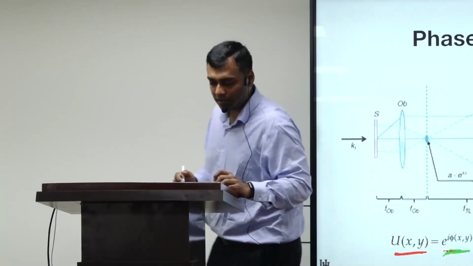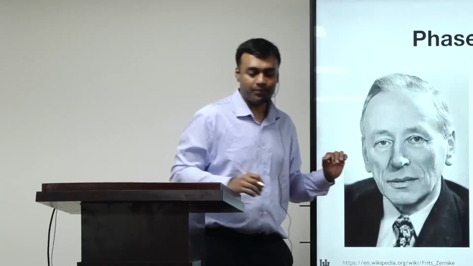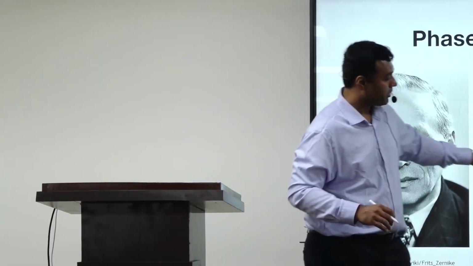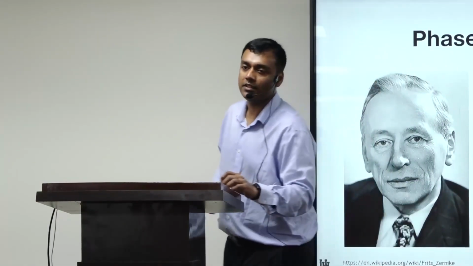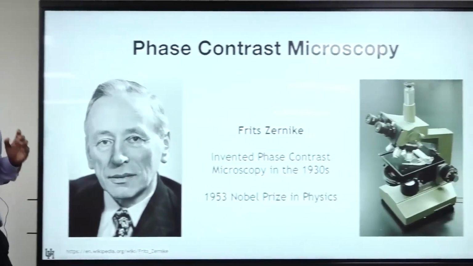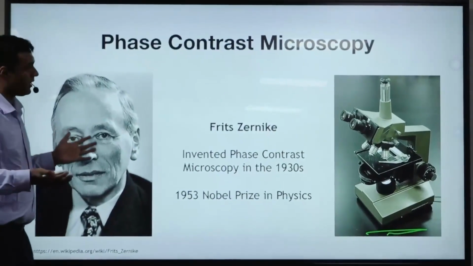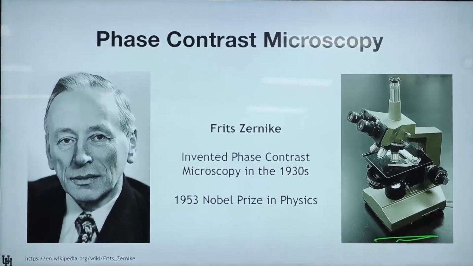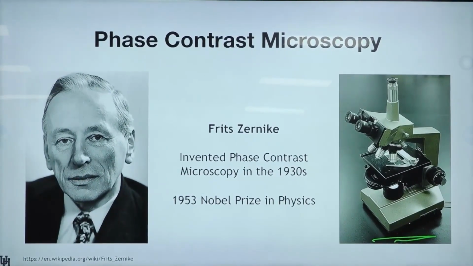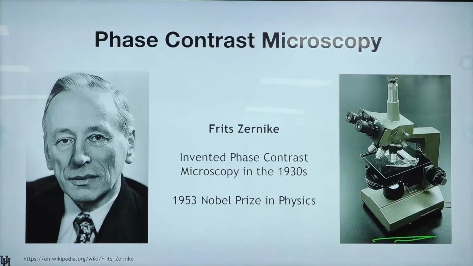This was so important. It was discovered in the 1930s or so, and for this idea, Fritz Zernike got the Nobel Prize in 1953. It turns out to be so important. This is the kind of microscope quite often used in practically every biology lab; most biology labs have some version of this if they are interested in seeing transparent objects.